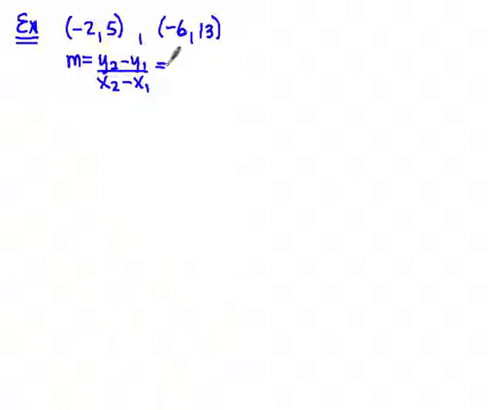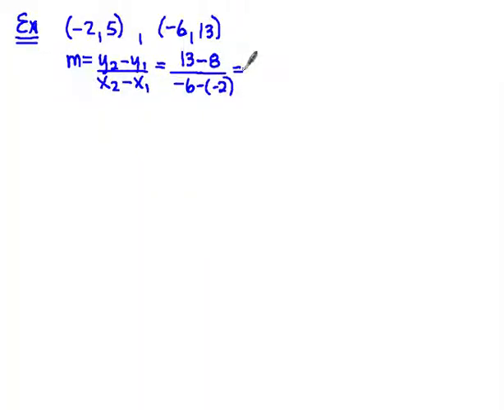Let's go through the point negative 2, 5, and the point negative 6, 13. Again, the first thing I want to do is find the slope. y2 minus y1 over x2 minus x1. So I'm going to do 13 minus 8 over negative 6 minus negative 2.